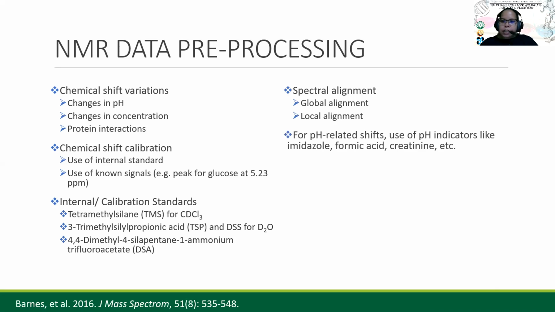If there are pH related shifts in chemometrics, in one of the processing software that we use, having pH indicators like imidazole, formic acid, creatinine can help you adjust the chemical shift of some metabolites that are commonly affected by changes in pH, and therefore it will be easier for you to identify them. In some cases, to avoid these types of pH related shifts, you can just use a buffer solution to control the pH of your samples, and this will help prevent these pH related shifts.